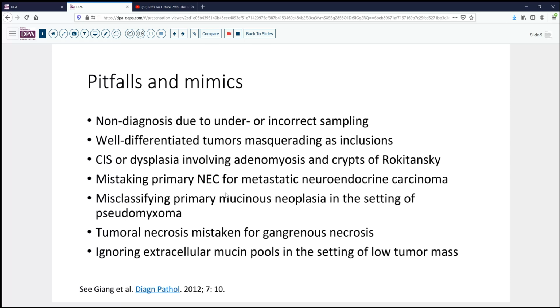Additionally, some additional pitfalls from their review were mistaking a primary neuroendocrine tumor for metastatic carcinomas. And these carcinomas in the gallbladder are less frequently encountered than in other sites, but we need to remember that primary tumors can occur there. Also, mucinous neoplasia in the setting of pseudomyxoma obviously most commonly comes from the appendix, which we've talked about in other videos, but can arise from mucinous neoplasia in the gallbladder as well. And then two last ones, less frequently: tumoral necrosis can be mistaken for gangrenous necrosis, and overlooking or ignoring small extracellular mucin pools in the setting of low tumor mass can be a diagnostic pitfall.